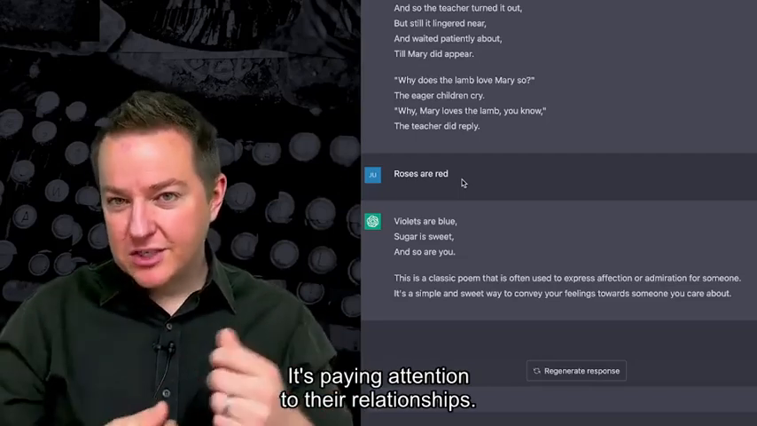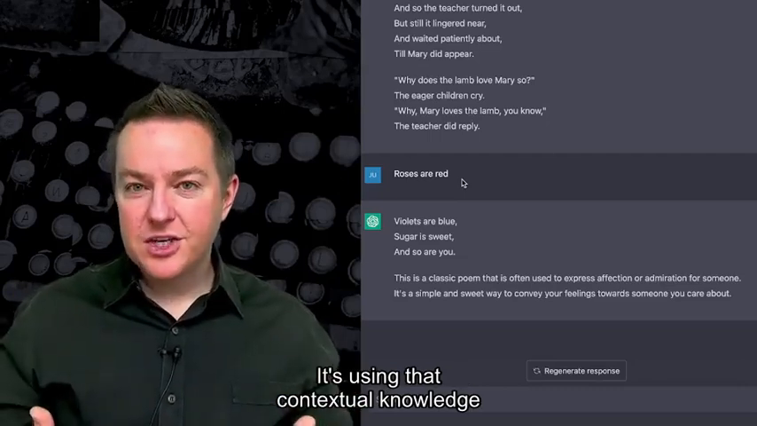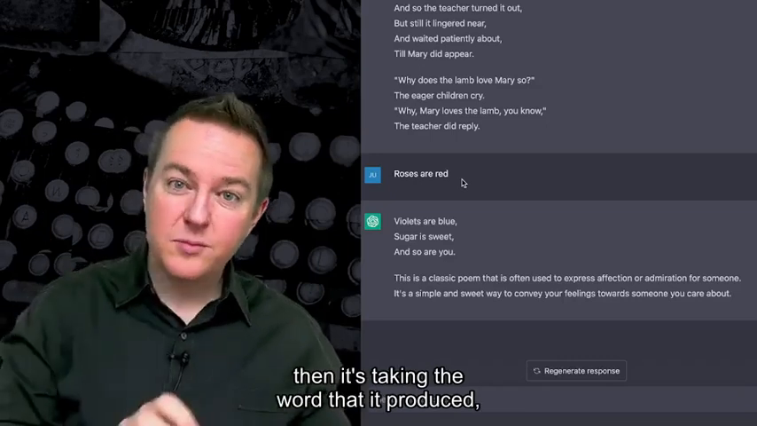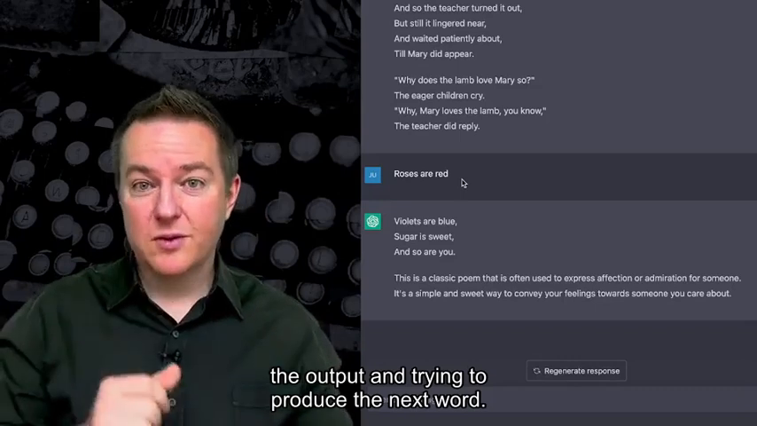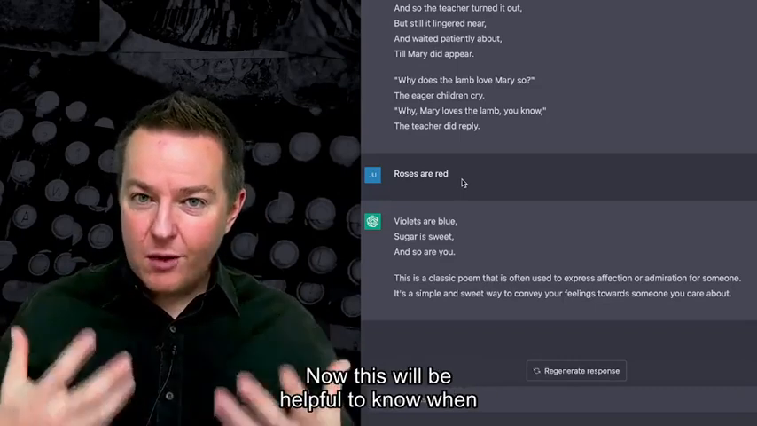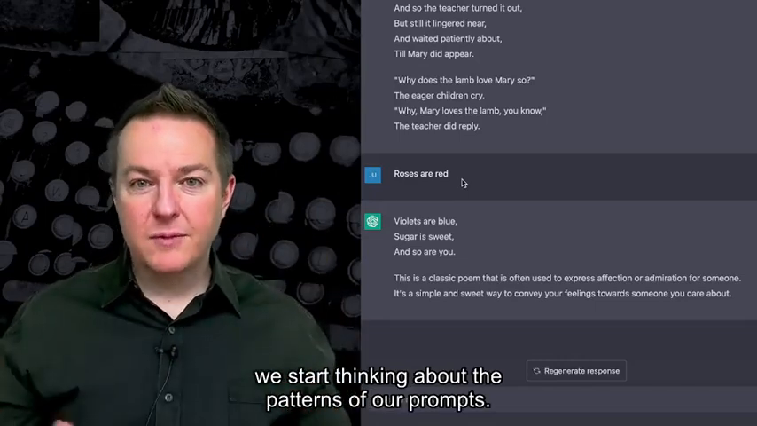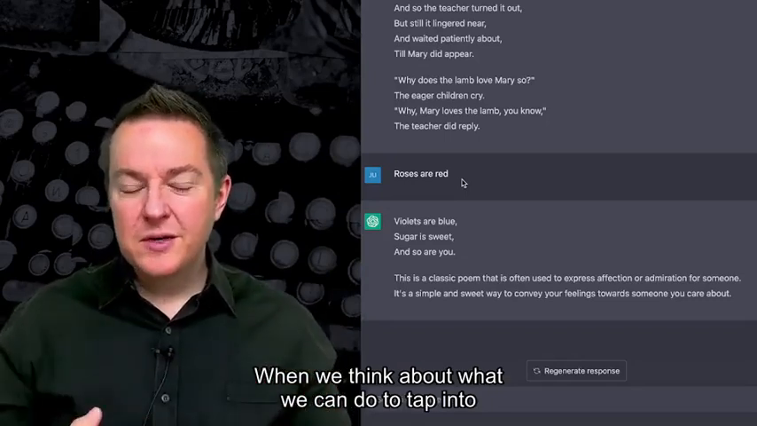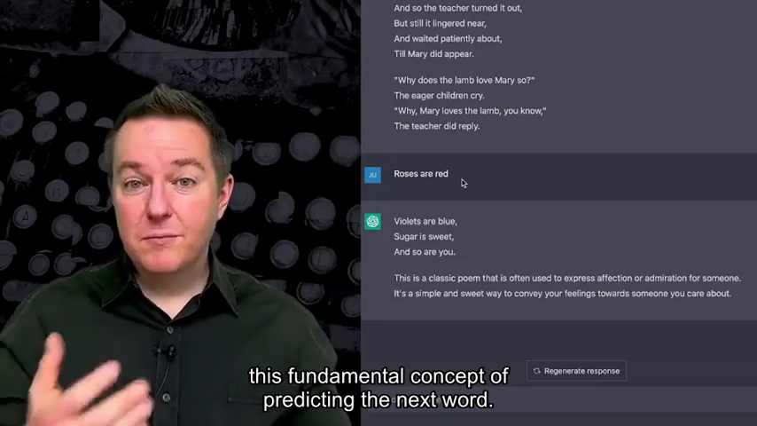It's paying attention to their relationships, and it's using that contextual knowledge to try to predict the next word. And then it's taking the word that it produced, putting it back into the output, and trying to produce the next word and the next word. And this is the basis of things. Now, this will be helpful to know when we start thinking about the patterns of our prompts, when we think about conversations, when we think about what we can do to tap into this fundamental concept of predicting the next word.